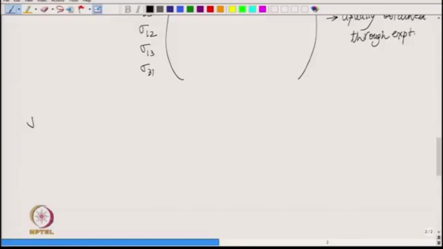So, for example, sigma i j, where i j could vary from 1 to 3, which is a function of strain epsilon k l. Here k l also varies from 1 to 3, so all 6 components are present here. So, this is an abstract notation for the dependence of stress on strain. Now, let us do its Taylor expansion about 0 strain. So, look at this picture above.